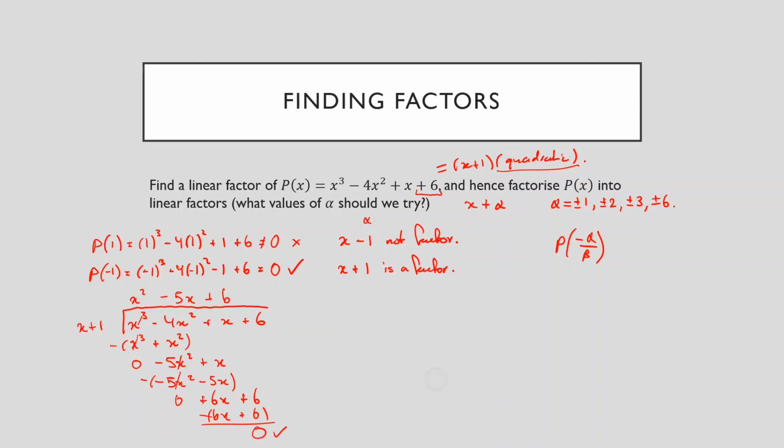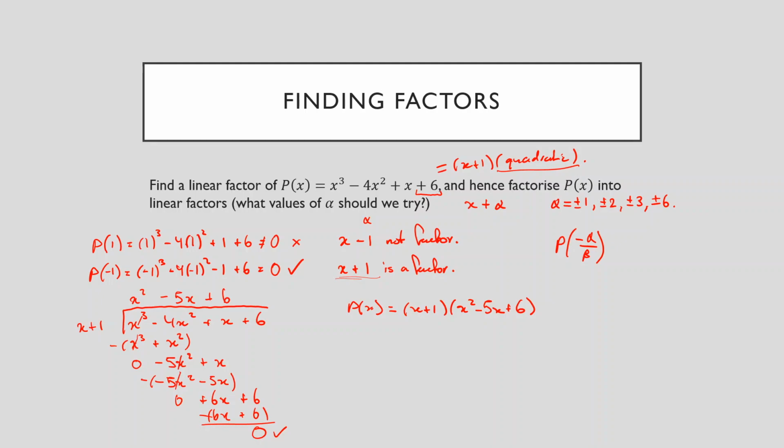Okay, so the quadratic that we get at the end is x squared minus 5x plus 6. So that means this polynomial can be factorized into the form x plus 1 times x squared minus 5x plus 6. Okay, and we know there's no remainders when we do that because we already used the remainder theorem to determine that when we use this factor here in our polynomial, we get an answer of 0.